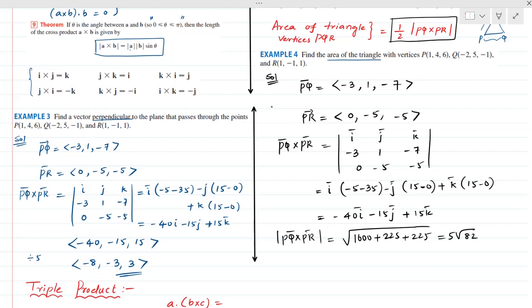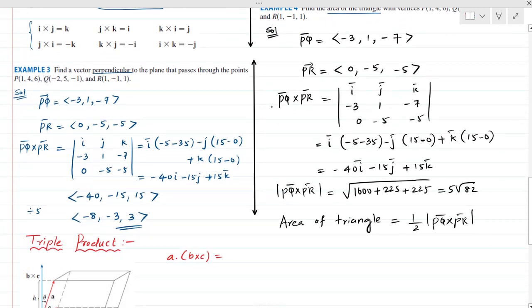So what is the area formula? The area of the triangle is given by half into the magnitude of PQ cross PR. So you will get 1 over 2 times 5 root 82. So this is the final answer.